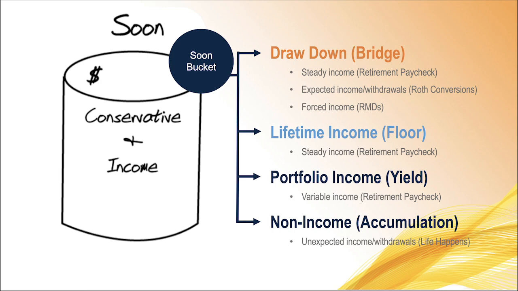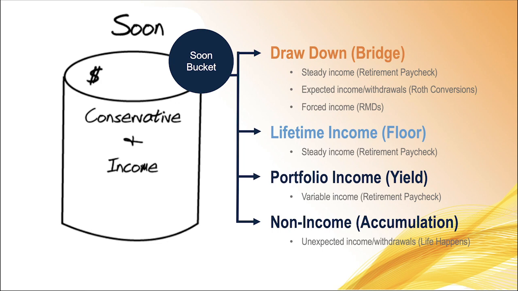So there's a lot of clients that the bridge works really well, because they need to invest more money for growth out in the later bucket. Some clients have done a good enough job of saving and accumulating, they can afford to take the risk off the table and buy a lifetime income floor, or just live off of yield because they have enough money they've accumulated in the portfolio.